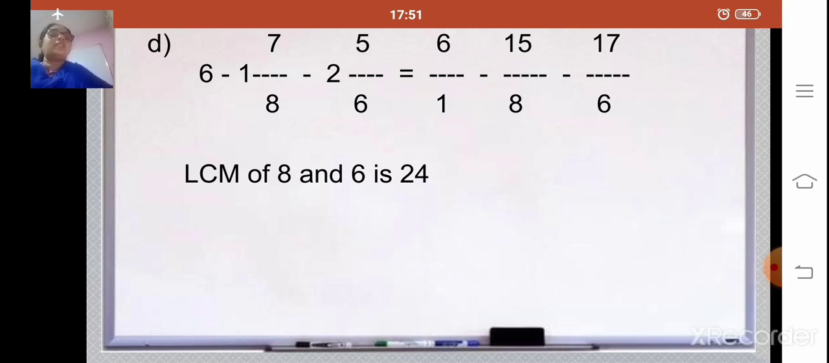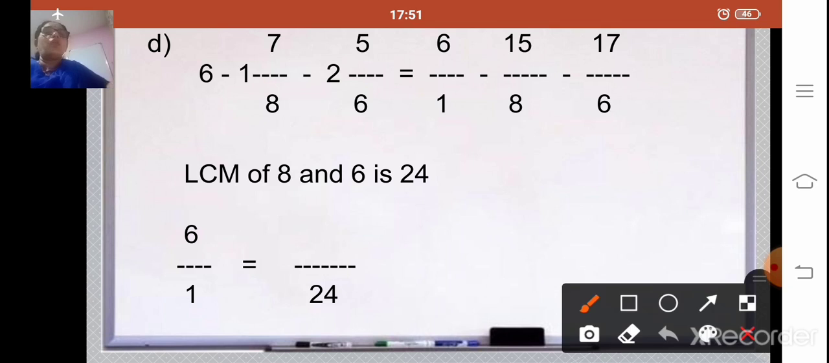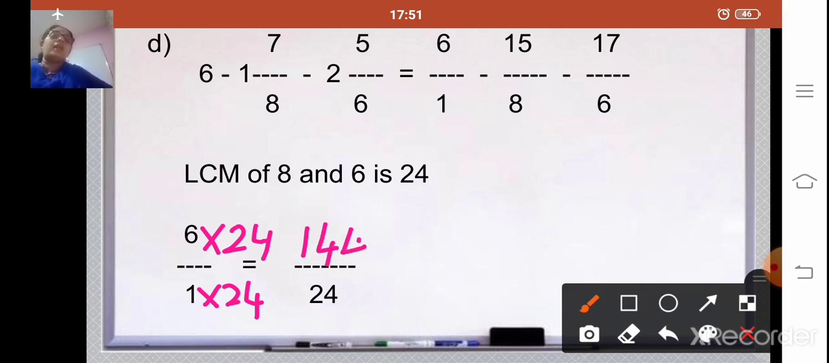Now what is your next step? To change all the fractions to like fractions. So let us take one by one. 6 upon 1 is equal to dash upon 24. So 1, when you multiply it by 24, you get the denominator as 24. Same way, 6 also is to be multiplied by 24. Now when you multiply it by 24, you get the numerator as 144 upon 24.